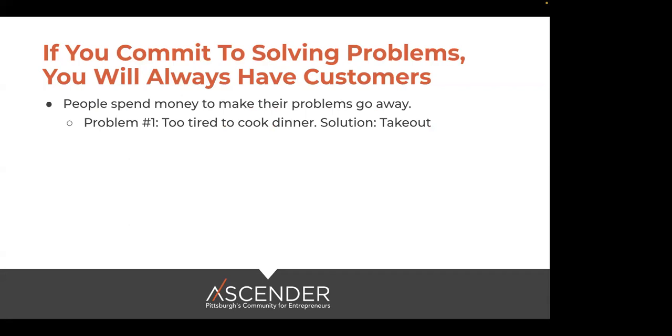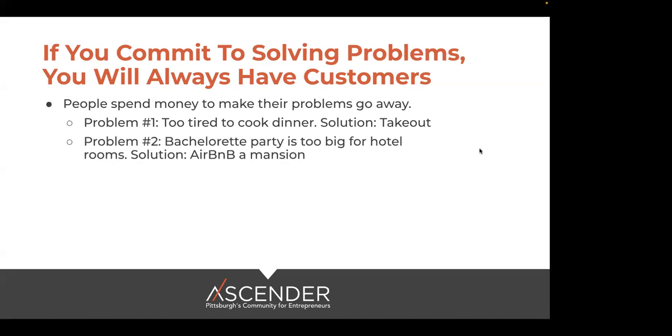Problem number one, you're too tired to cook dinner. So a solution is takeout. We all know there's tons of takeout restaurants all around the city, all around the state, all around the world, right? You might be eating takeout now and watching this. Problem number two, you are hosting a bachelorette party, but it's too big for hotel rooms. So the solution, you're going to Airbnb a mansion. You're going to find a huge house with 10 bedrooms and 2 beds in each bedroom. That way your party will be accommodated and you can be as rowdy as you want without worrying about neighbors in neighboring hotel rooms complaining.